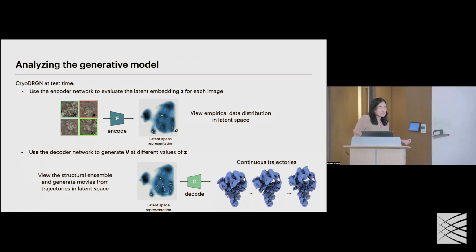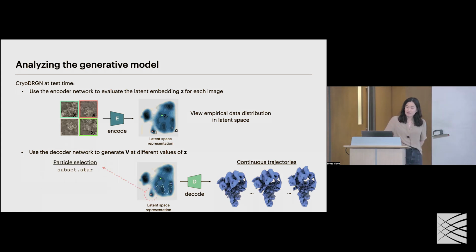Maybe given two end states of interest, we can do an interpolation in the latent space, or maybe a random walk in the latent space, and generate the corresponding continuous trajectory. And then we can take subsets of our data set to either filter out a lot of real artifacts or validate an individual structure using traditional homogeneous reconstruction.